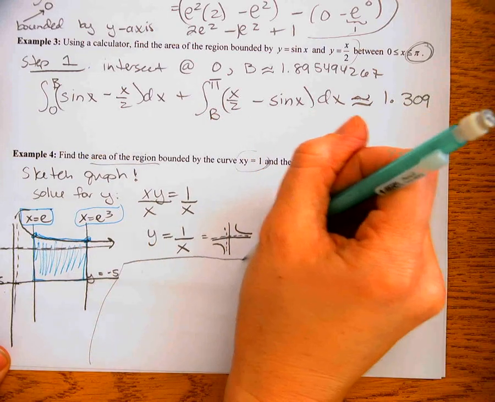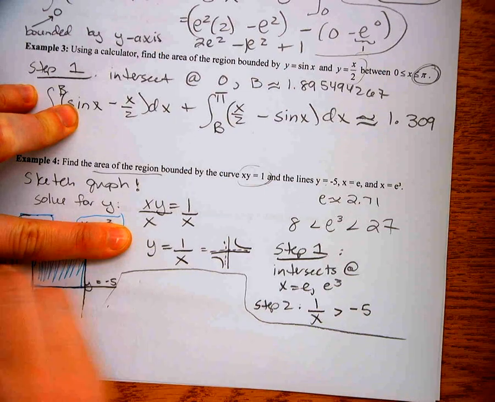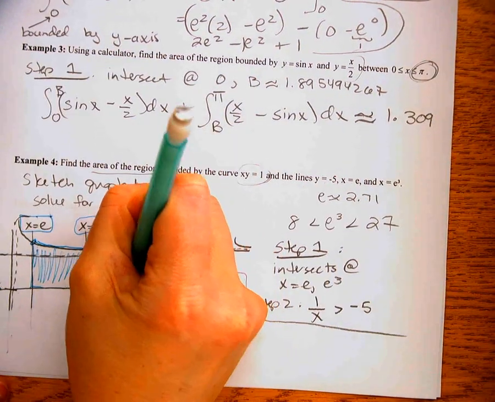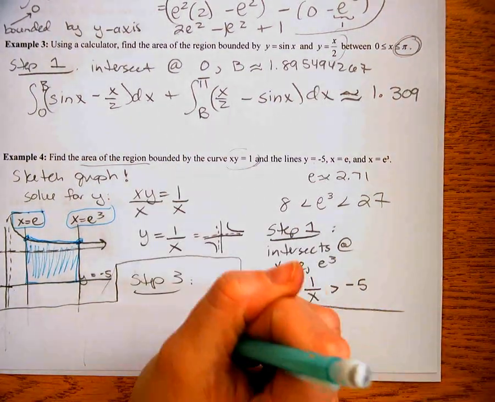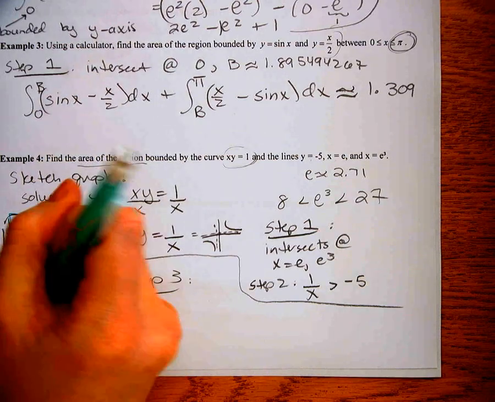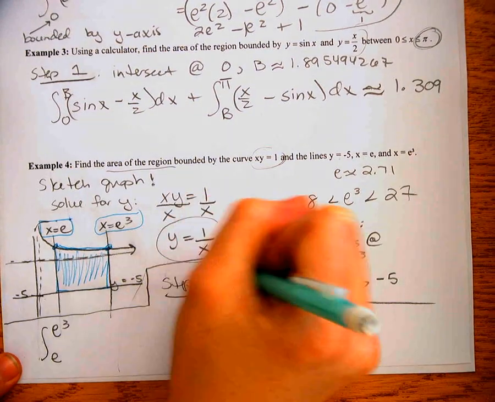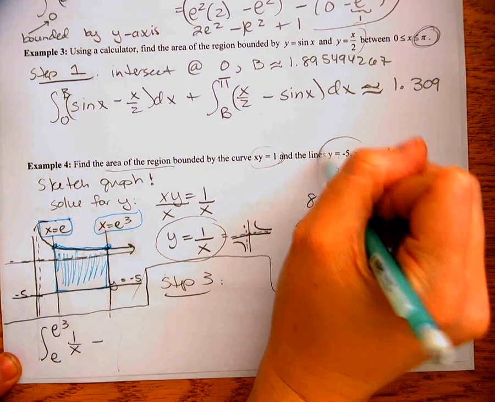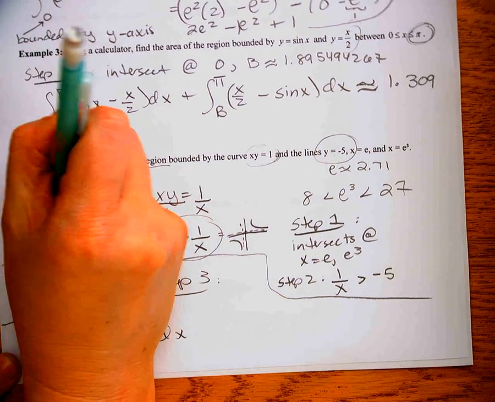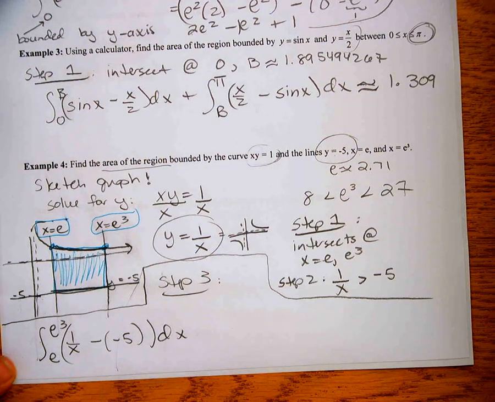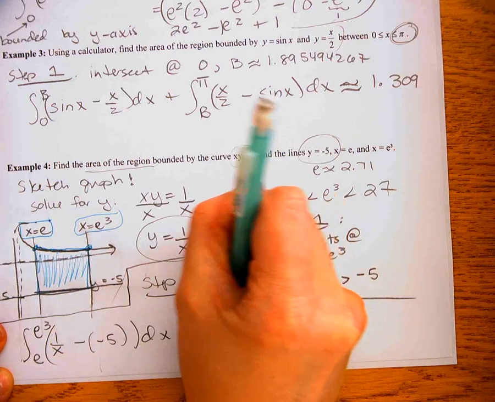So I'm going to need some room to do that. So I'm going to make myself some room. Okay, so for step 3, we're going to do the integral from e to the third of the graph of 1 over x minus the line -5. So the top curve, which was 1 over x, minus the bottom curve, which was a straight line -5. So that's equal to the integral from e to the third, 1 over x plus 5.